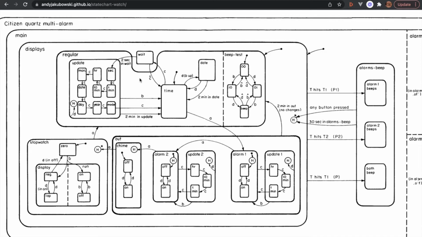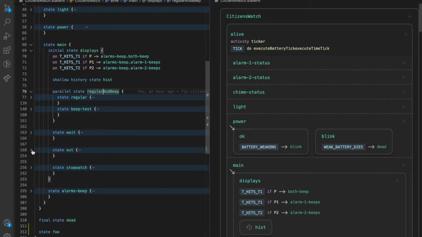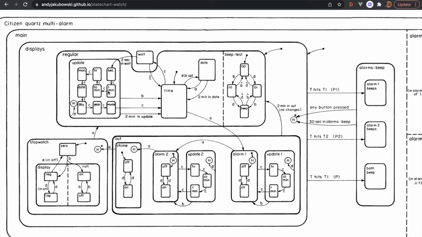The other thing is this orthogonal state that contains the region regular and the region beep test doesn't have a name. What would you name that? If you look at what Andy did, which I think is sensible, he named it regular and beep. And it's like, well, what do you name that? I don't know. That's also one of those red flags, where it's like, is there a better way to name this, and maybe that naming can help guide the model.